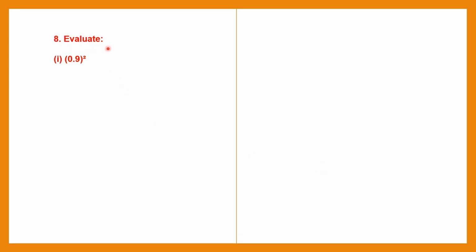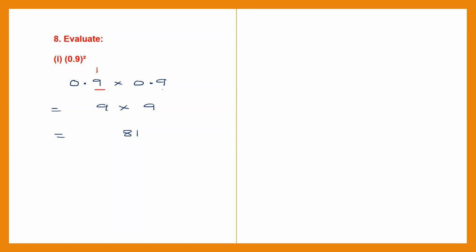Next question, evaluate, and here we have question 1, 0.9 the whole square. That means this will be 0.9 into 0.9. Square means you multiply it 2 times. Okay, so now let's ignore the point and multiply 9 into 9. 9 nines are 81. Now we need to go back to the question and count the number of decimal places.